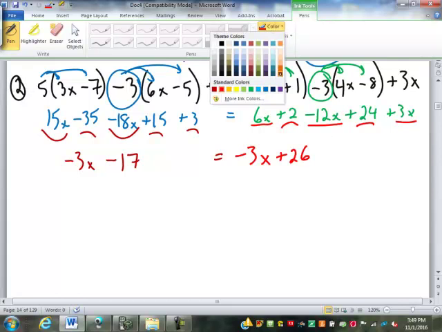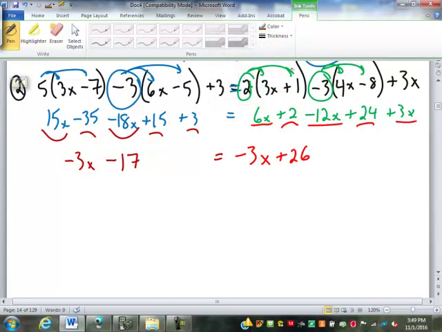Now we have an x on each side. We need to get rid of one of them. Which one's smaller? They're both the same, aren't they? So if I add 3x to get rid of the negative 3x, that's gone. Adding 3x here, that one's gone. I now have negative 17 equals 26.